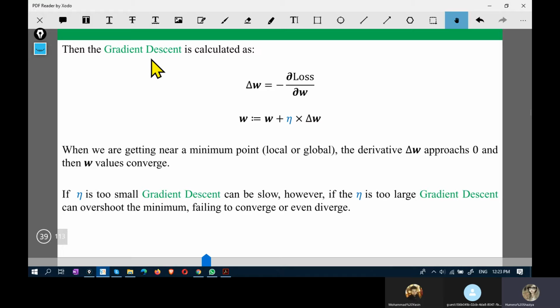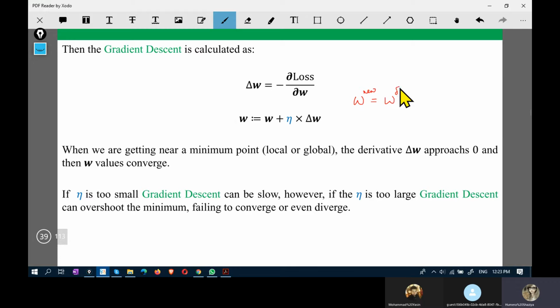Gradient descent and optimization algorithm. What is the use of gradient descent? It is used to update the weights. New weights, updated weights, is equal to W old weights plus eta, which means learning rate, into this del W. This is actually the gradient with respect to here.